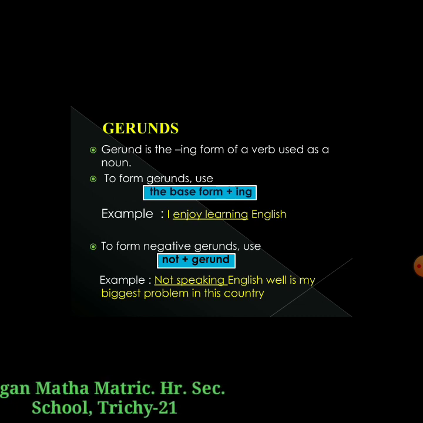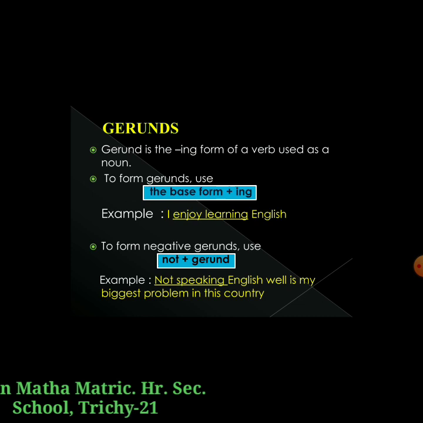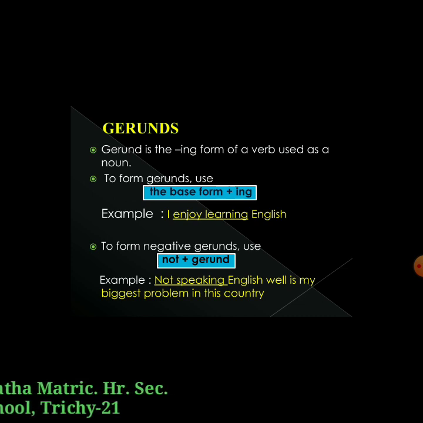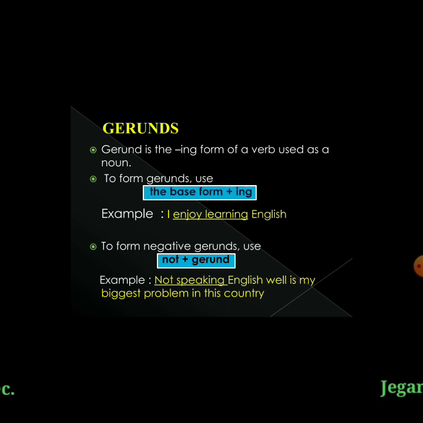To form negative gerunds, how do you use the negative form? Use not plus gerund. For example, not speaking English well is my biggest problem in this country. Not speaking. Speaking is verb plus ing, it is called a gerund. Before that verb is not, so it is a negative form. Not speaking is a negative gerund.